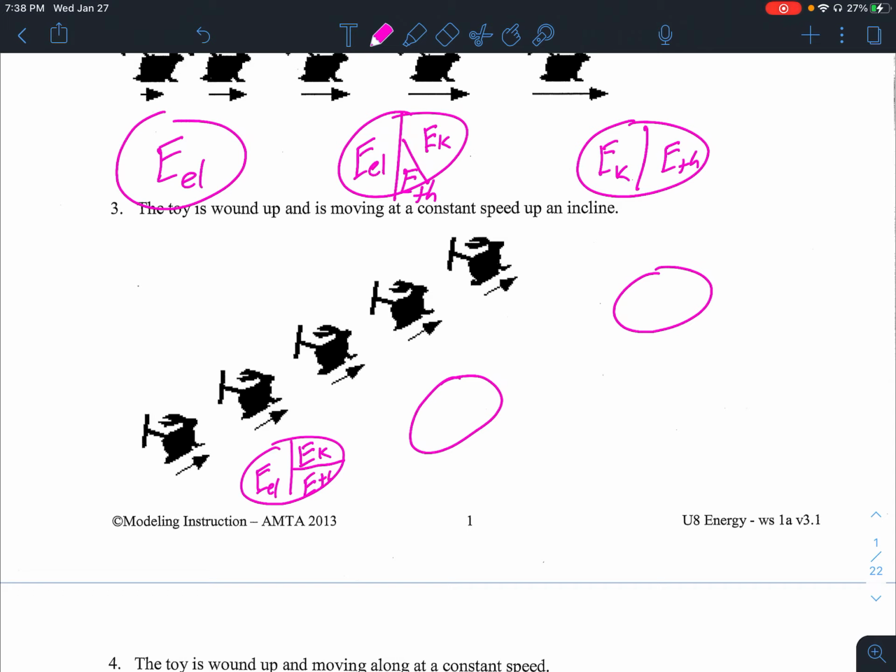We'll call it thermal. So as it's going up and up and up, it's wind up energy, its elastic potential is going to decrease. So let's go decrease in elastic. Thermal is going to build. It's going to get hotter and hotter and hotter. But keep in mind, kinetic is staying the same. Well, what else is also increasing? It's getting higher up in the air.